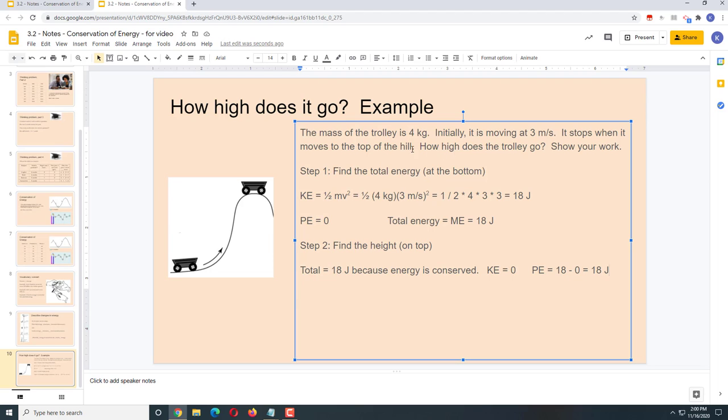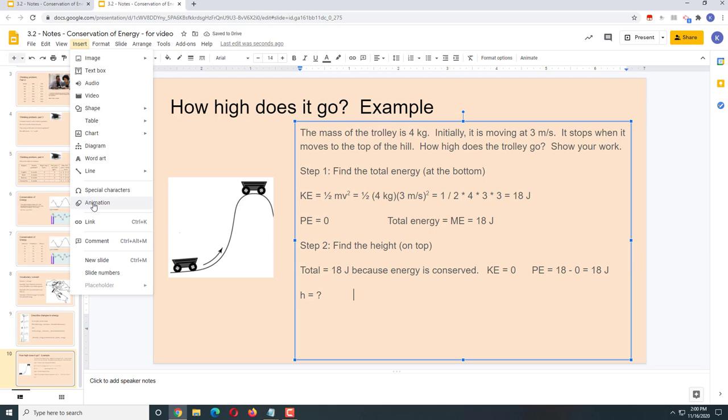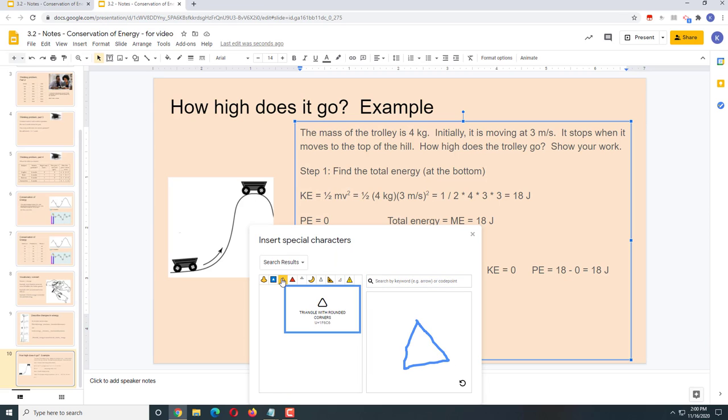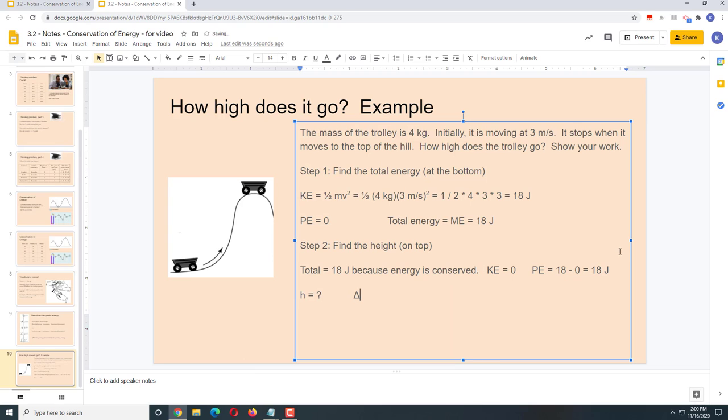If we know PE, how high? How high means we want to find the height. We can find the height. So we can use the notation delta. Let's use this one. Delta PE is mg delta height. And we know that delta PE is 18 joules because it started at 0 and ends up at 18.